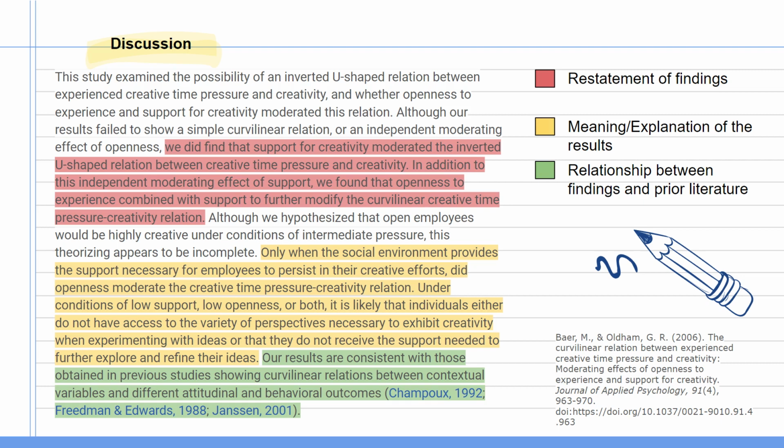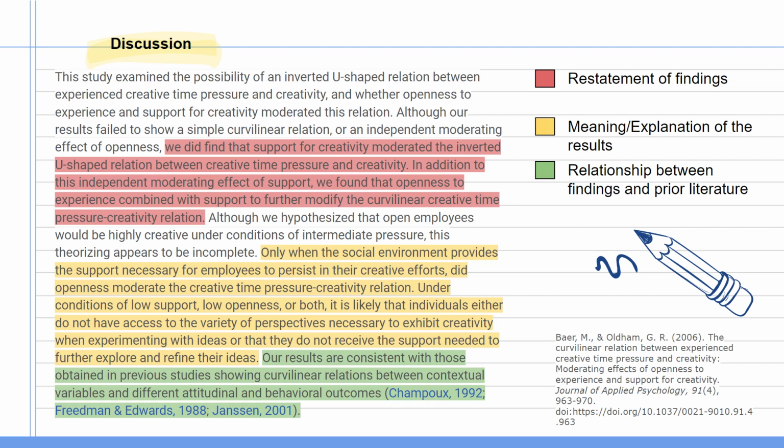So why is it so important? Well, let's take a look at the findings. In red, we did find that support for creativity moderated the inverted U-shaped relation between creative time pressure and creativity. Now, I would not blame you if you had no clue what moderated the inverted U-shaped relation means, because I know I don't. So you could very easily read the findings and still not know what they found.